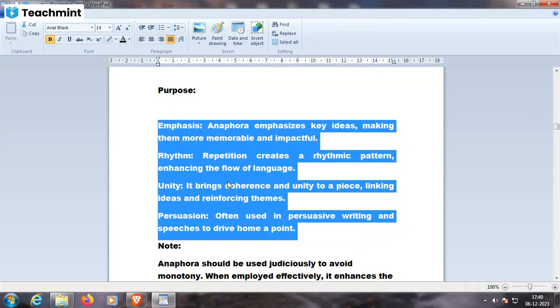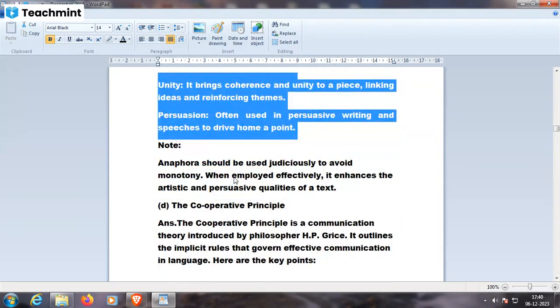Themes are also linked together. Persuasion, the desire to believe in what you want to say. Persuasion is often used in persuasive writings, it can be in speeches to drive home a point. So anaphora should be used judiciously to avoid monotony.